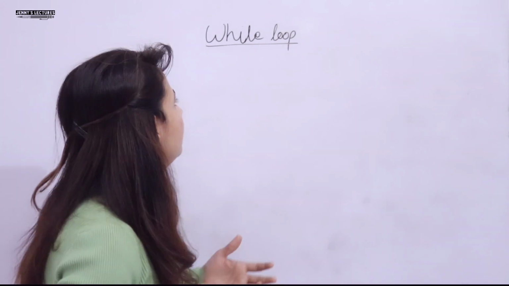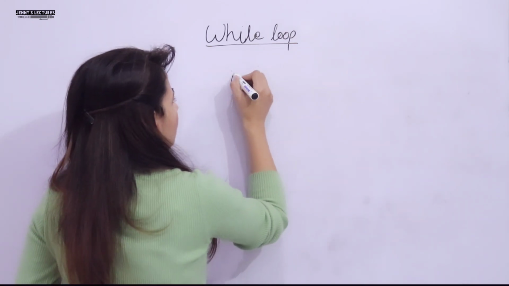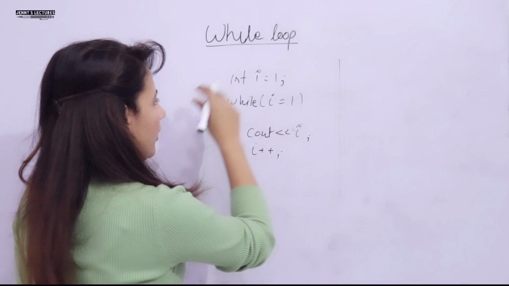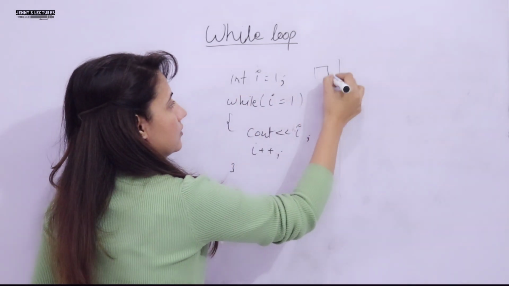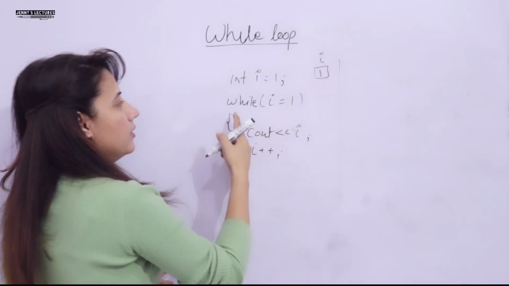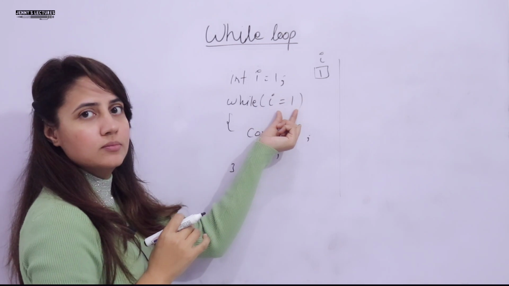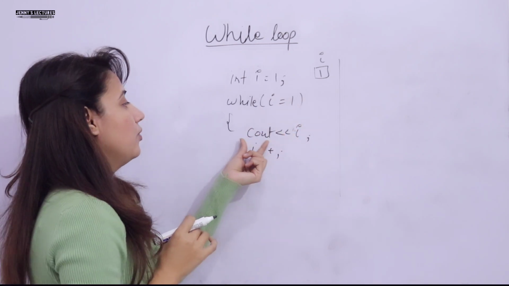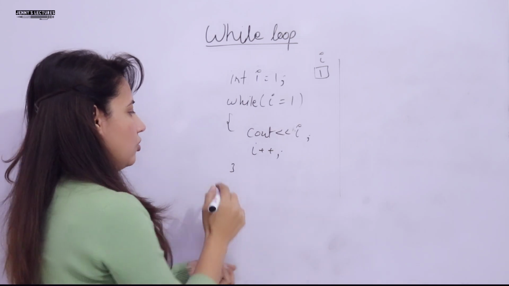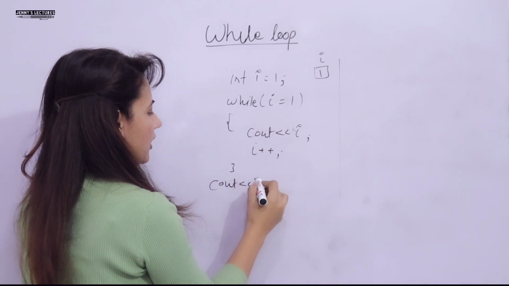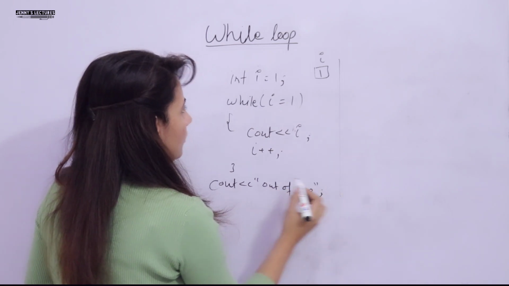Now let's see some more about the while loop. Let me write down one question and you tell me the answer. This is the question. I'm not writing the complete program. See, here I'm taking one variable i. In this i we have 1. Now in the while I'm writing a condition, the termination condition, i = 1. In the body I'm printing i and doing i++, that's it. After this you can write something out of the loop. So let's pause the video and think about what output you will get here.